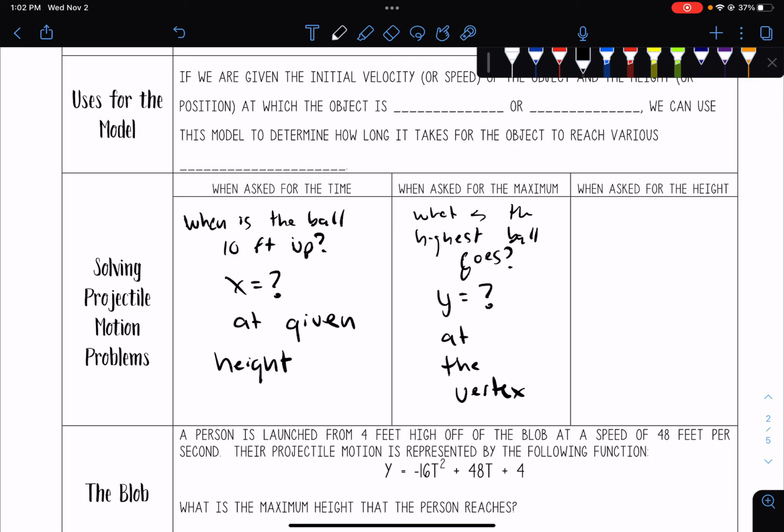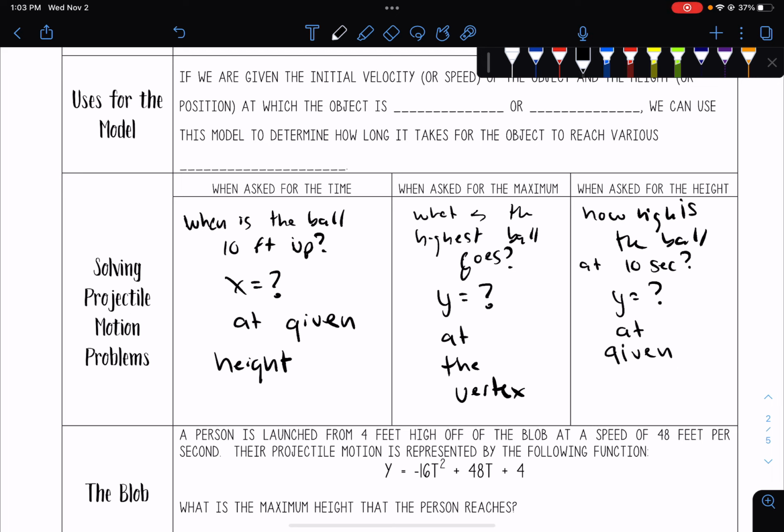Super easy. When asked for the height, so maybe it says, how high is the ball? How high is the ball? Sorry, my handwriting is bad. I'm trying to go fast. How high is the ball at 10 seconds? So it gives you the x value that you're looking for. You are looking for the y value at that given x value, okay? So you're looking for a y value at a given x or time.